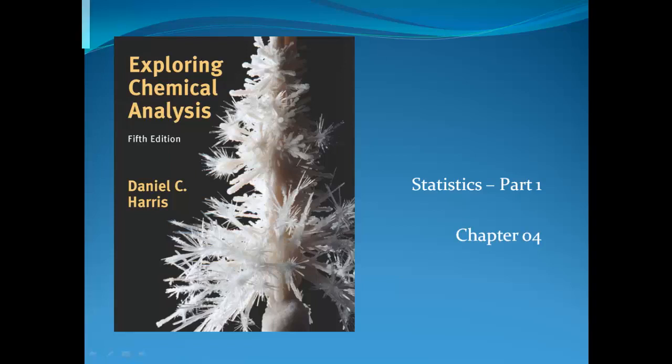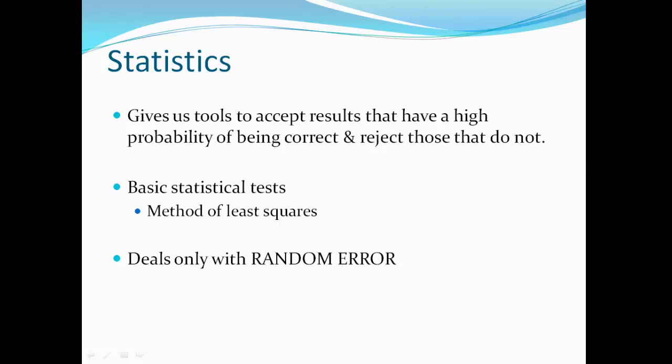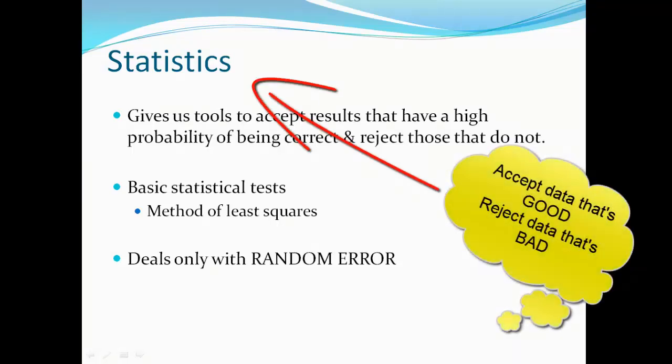Let's get started. You've heard me say a couple times already that there is no measurement without uncertainty. Every experimental measurement you make has some sort of random error associated with it. Statistics is a tool that we use to help us accept results that have high probability of being correct, so really certain, and rejecting those that are not correct, basically those that are high in uncertainty.